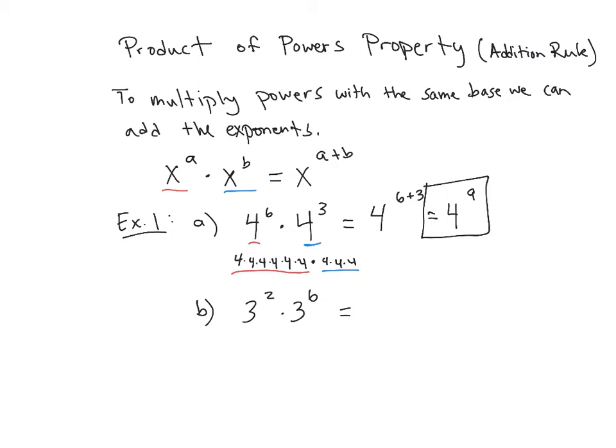So on this one, they have the same base, 3. I'm going to add the exponents 2 plus 6. I'll end up with 3 to the power of 8. And again, if I wrote out the string, it'd be 2 3s here, and then 6 more 3s here. Again, all multiplied together, which is the same thing as 8 3s all multiplied together, 3 to the power of 8. Alright, that's our first rule, the product of powers rule. We got 2 more to go.